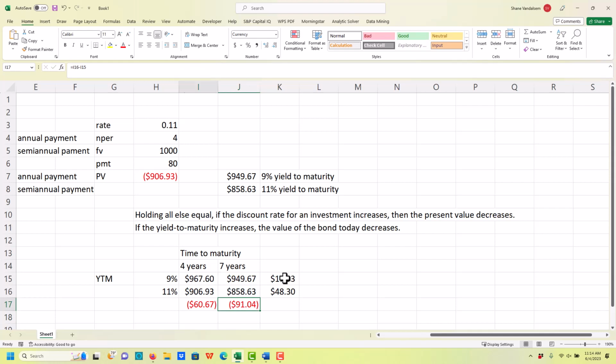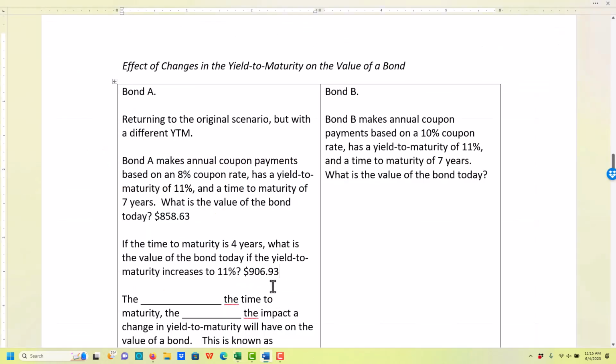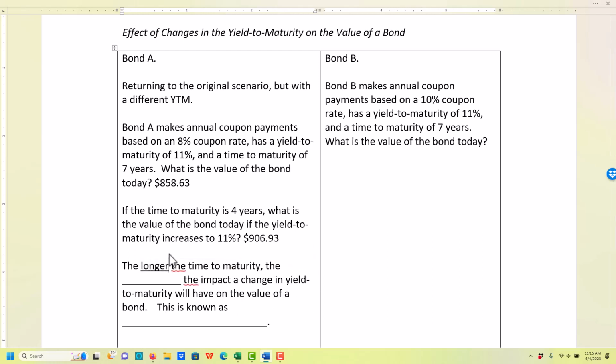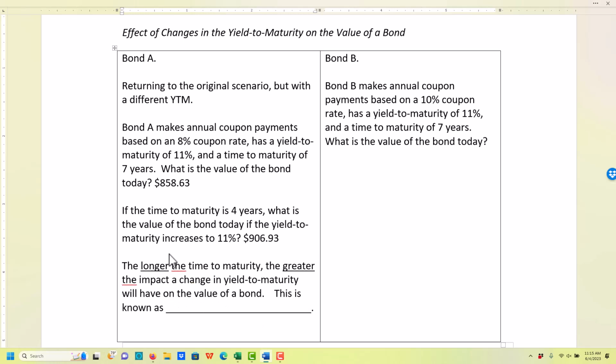What I want you to take away from this is, especially these bottom two numbers, the longer the time to maturity, the greater the change in price from a change in the yield to maturity. Okay. I'm going to go ahead and put that out on the document here. So the longer the time to maturity, the greater the impact a change in the yield to maturity will have on the value of the bond. This is known as interest rate risk.